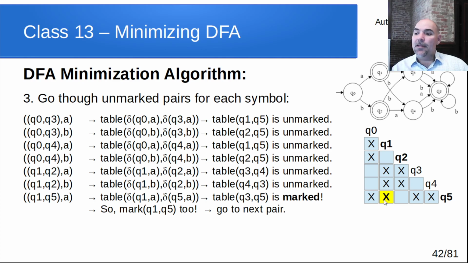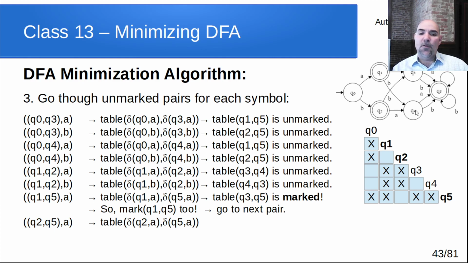And then we're going to go on to the next pair. Once we've marked that, there's no reason to check 1, 5 on a B. So as soon as we make a mark, we just go to the next pair. So the next pair now is going to be 2, 5. So 2, 5 on an A, we look up Q2 on an A. Q2 on an A goes to 4. Q5 on an A stays in 5.